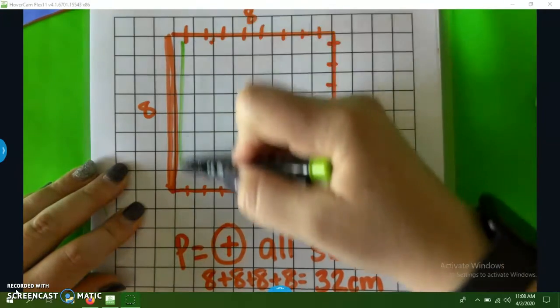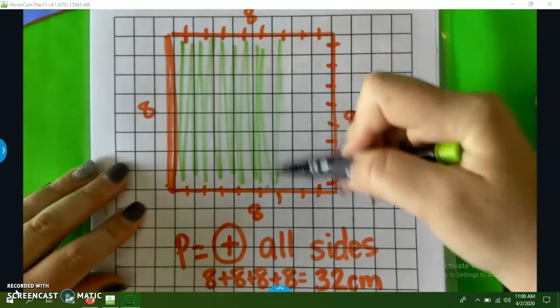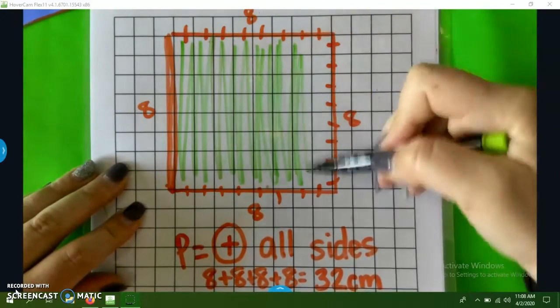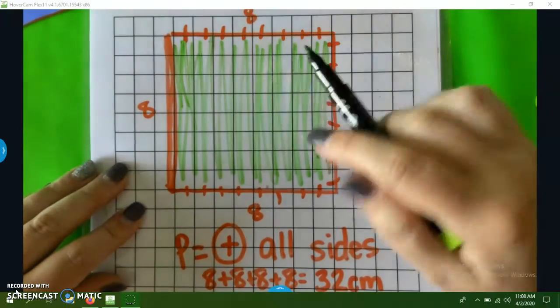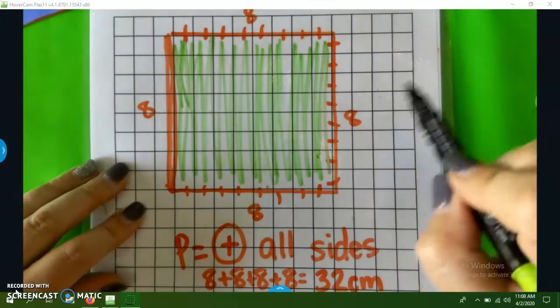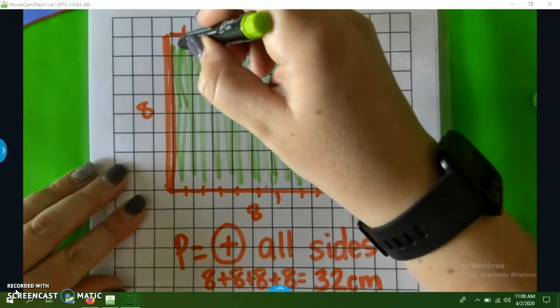Now, the next thing I want to be able to do is find the area. Area, of course, is how much this shape covers. Area is always talked about in square units. And so what that means is I want to know how many of these centimeter squares cover my shape. Now, of course, one way to do this is to count every single square.